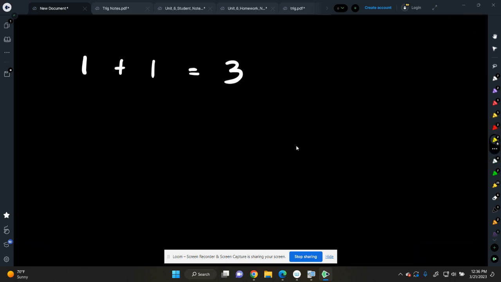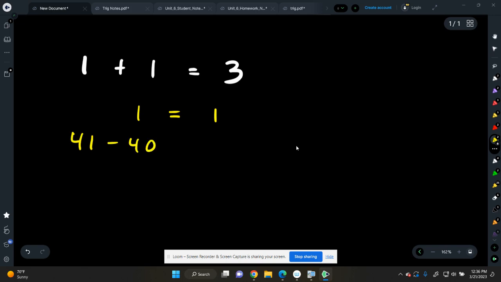Ready? Do you agree that 1 equals 1? Okay. So let's rewrite that as 41 minus 40. Is that the same as 1? Yeah. And how about over here if I do 61 minus 60? Is that the same as 1? So I'm still saying that 1 equals 1, right?